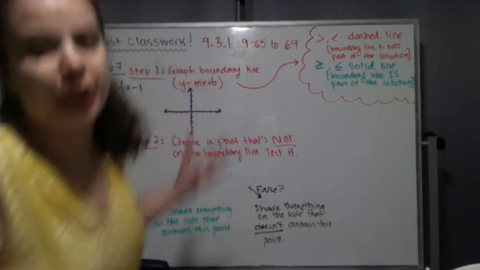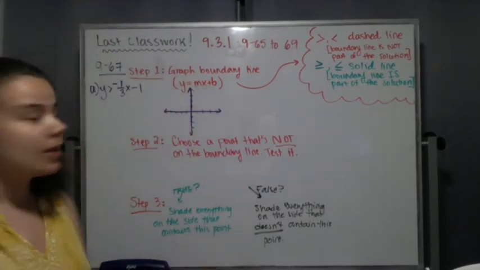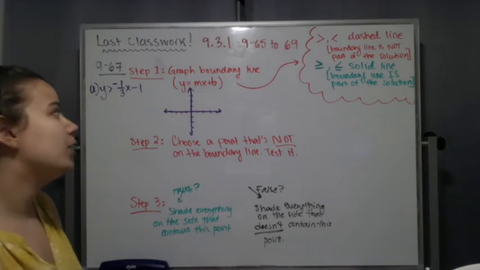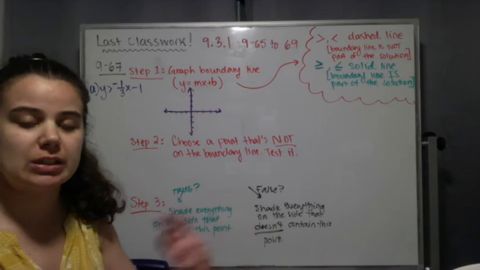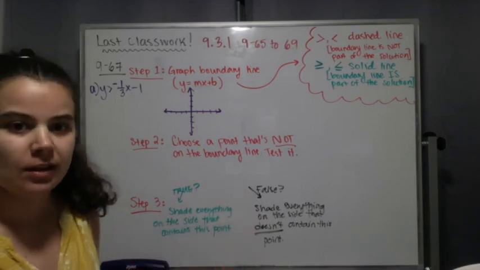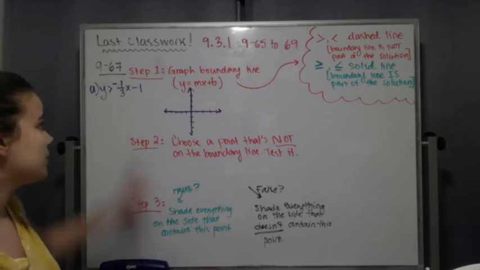So up here I've put kind of a step-by-step process that you can use to graph an inequality. So step one, you want to figure out where your boundary is. Once you have your boundary, it separates all of your solutions from your not solutions. So we're going to graph that. In part A, I'll use as the example.